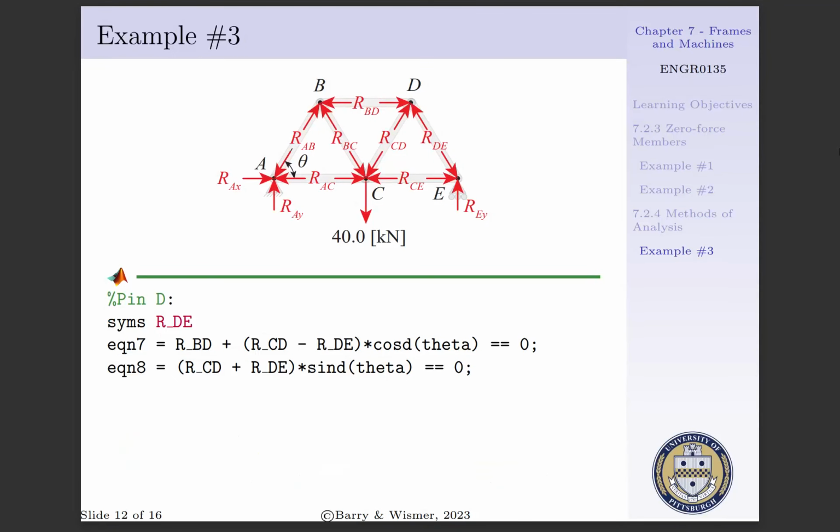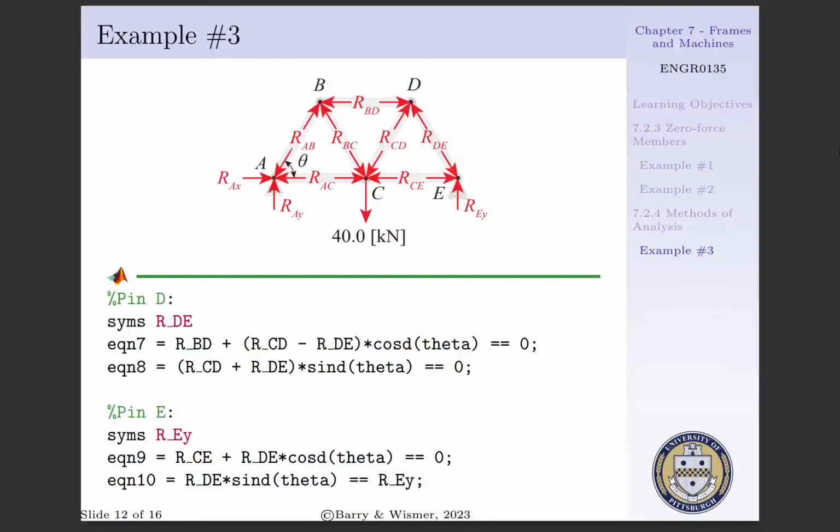Next, we will proceed to pin D. Here we'll define the symbol RDE. Equation 7 is the summation of forces in the x direction about pin D. Here we have RBD plus the x component of RCD less the x component of RDE is equal to 0. Equation 8 is the summation of forces in the y direction about pin D. Here we have the y components of RCD and RDE equaling 0.